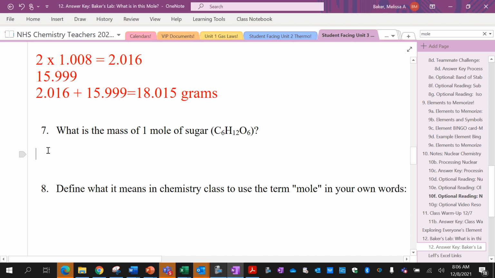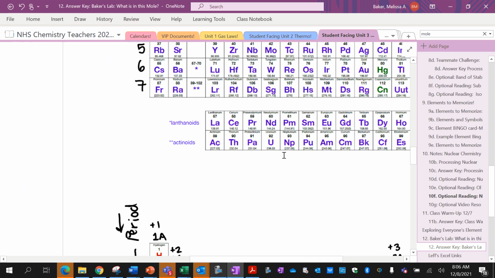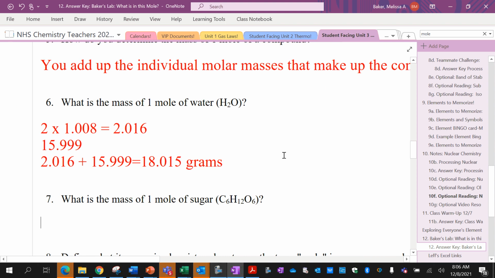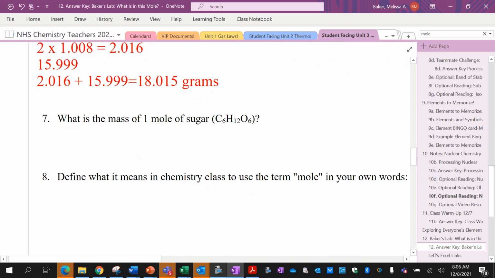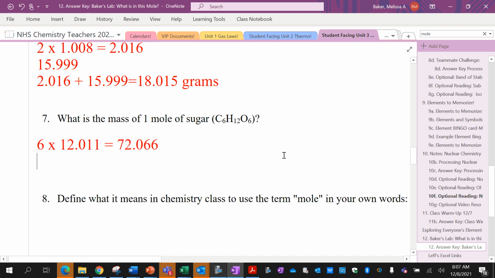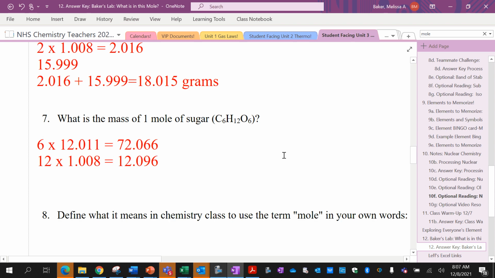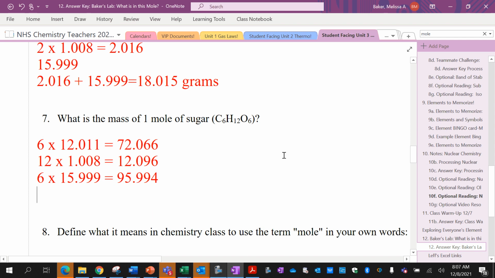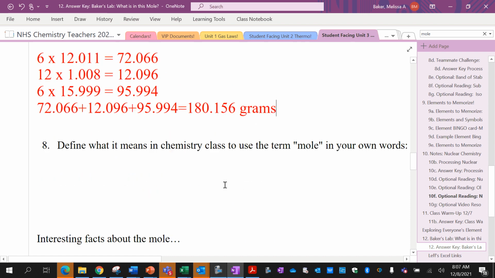Ooh, sugar. C6H12O6. Carbon is 12.011. So let's do 6 times 12.011. And then we've got 12 times 1.008. That was hydrogens. And oxygen is 6 times 15.999. Now we got to add all these together. 72.066 plus 12.096 plus 95.994. So that would be the mass of 1 mole of sugar.